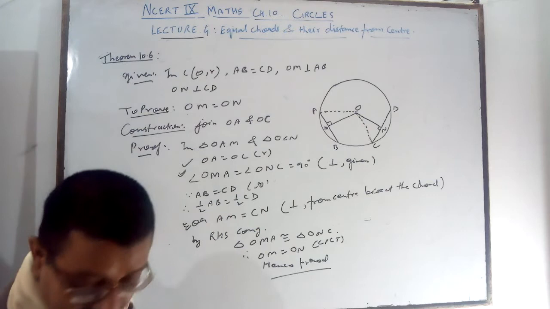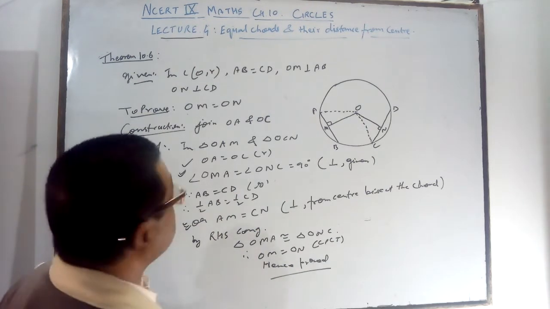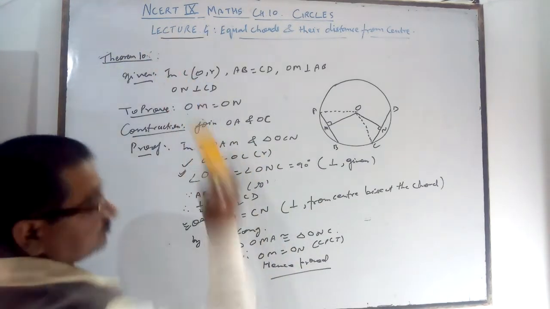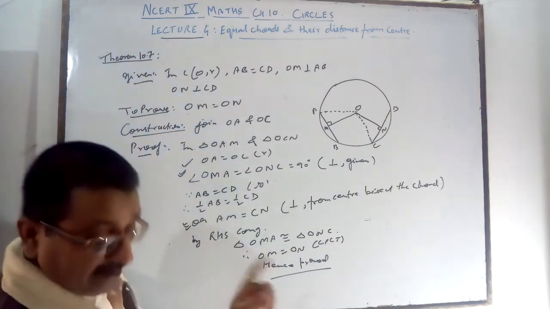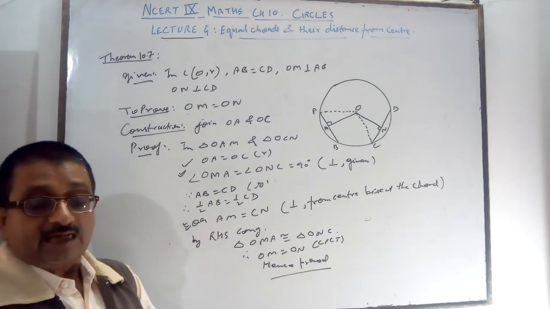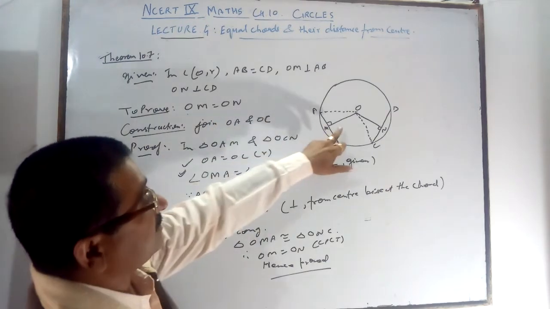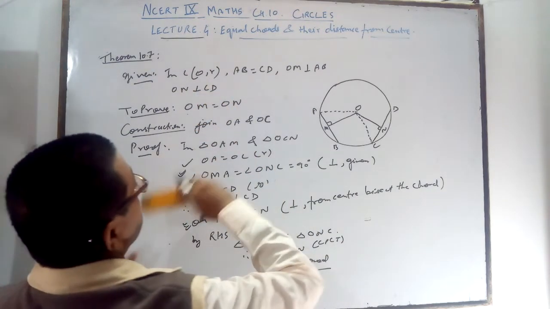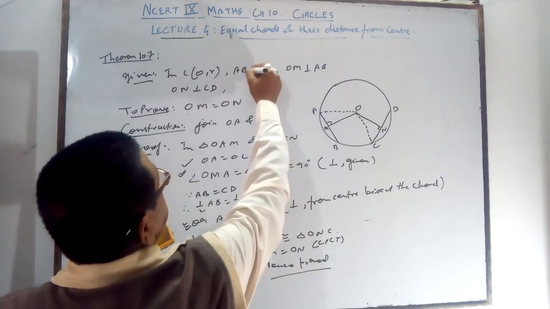Just the converse of it is theorem number 10.7. What is given in 10.7? Chords equidistant from the center of a circle are equal in length. Just the converse of it. Chords equidistant from the center, OM is equal to ON, is given. Everything is given, the perpendicular is not given here. AB and CD are chords.